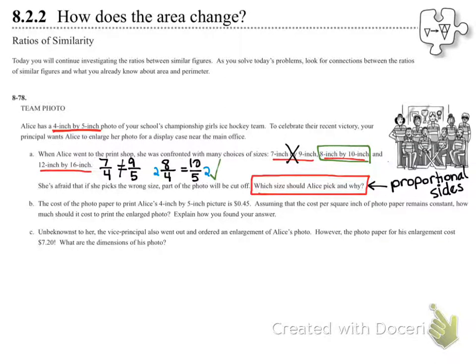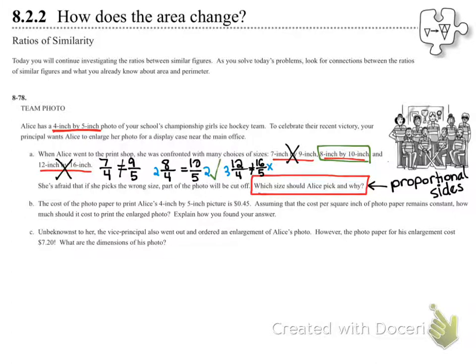For the last choice, I have a 12 by 16. So I'm going to do 12, the smaller number, over 4, and then 16, the bigger number, over 5. I can see that 12 over 4 simplifies to 3, but 16 over 5 does not. Since those don't simplify to the same thing, this is probably not a good option for us either. These are not proportional, so I'm not going to choose that 12 by 16 option.